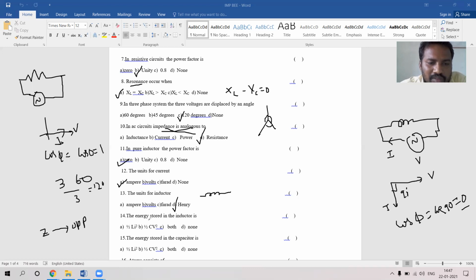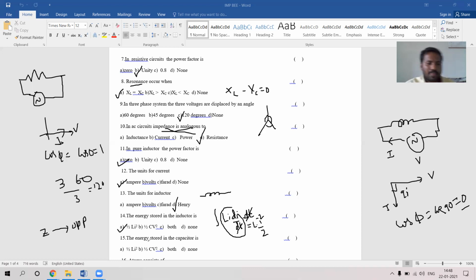Now coming to the energy stored in the inductor. What is the formula? Energy is nothing but power into time. Power is nothing but the product of voltage and current. The voltage for an inductor is L di by dt, and current is i. So power into time: the dt gets cancelled, L will come outside. L into i di, that is i square by 2, which is nothing but half Li square, is the answer.